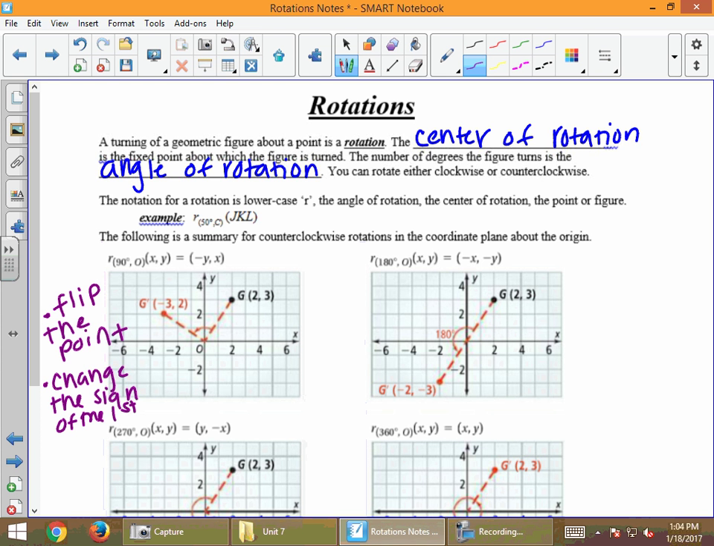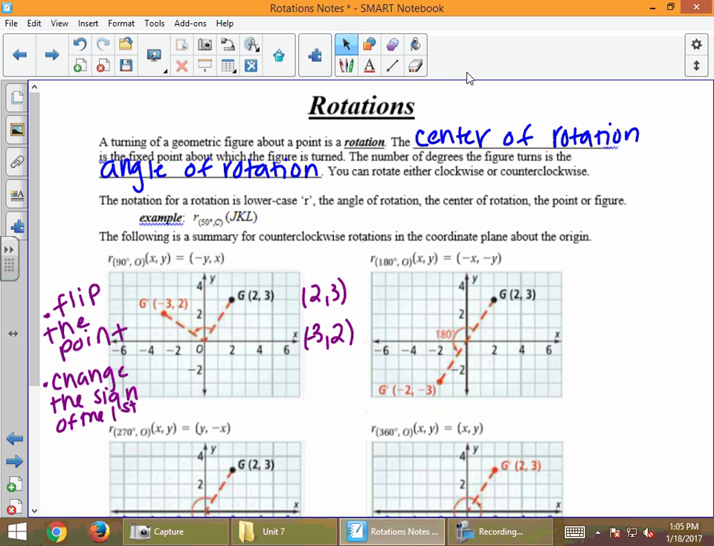So if you look at this example, we have the point 2, 3. If we flip 2, 3, it's going to become what? 3, 2. And change the sign of the first. So that first one was positive, so we make it a negative. So if you notice, if we rotated this point 90 degrees counterclockwise, that's where we end up. Negative 3, 2. Don't focus on X and Y and things like that. Just focus on that pattern. Flip the point, change the sign of the first.